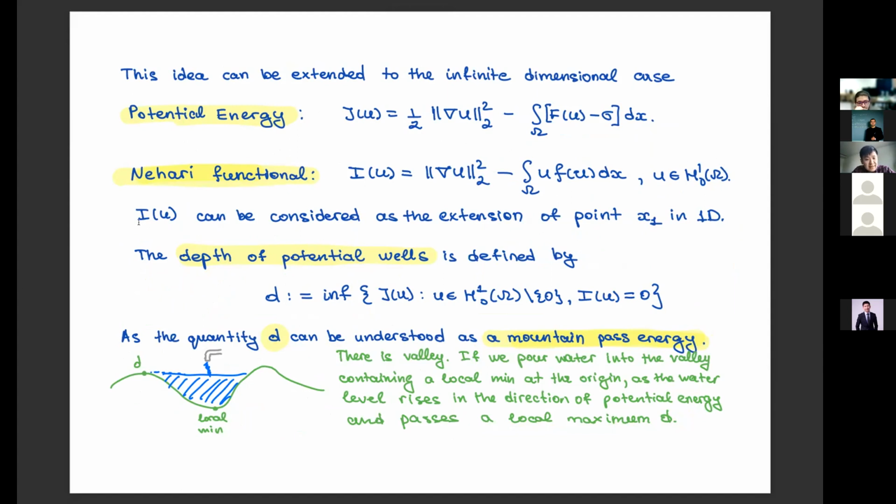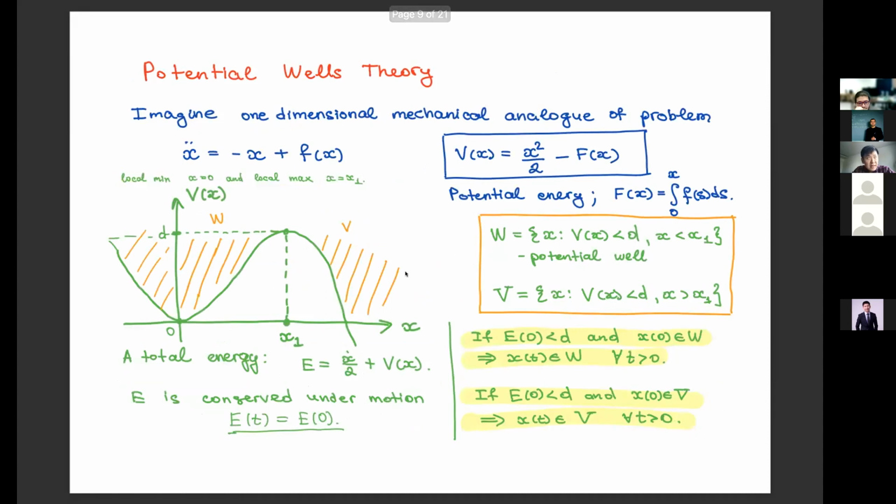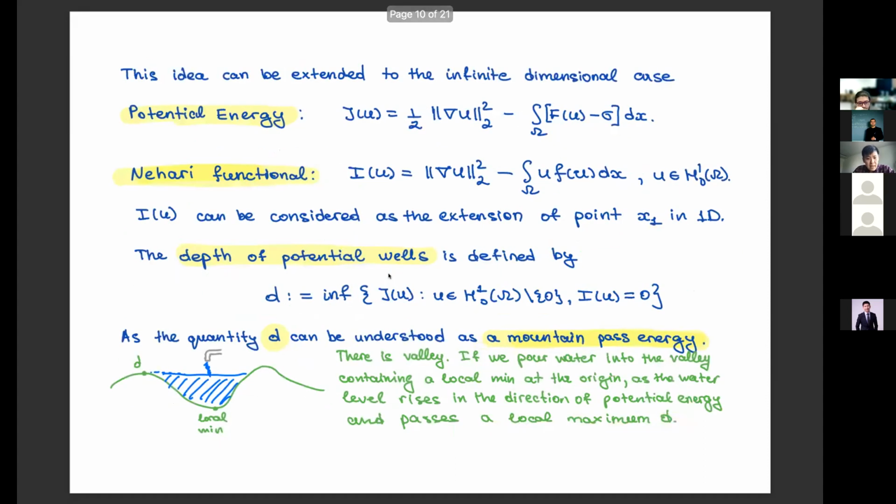And we can understand this Nehari functional as some extension of the point x1 and D. So this Nehari functional helps to find where this point is and where D is. So it is some kind of generalization of x1. So we can say that if it's positive, we're on this side. If it's negative, we're on the side of V. Then the depth of the potential well is defined by this one.